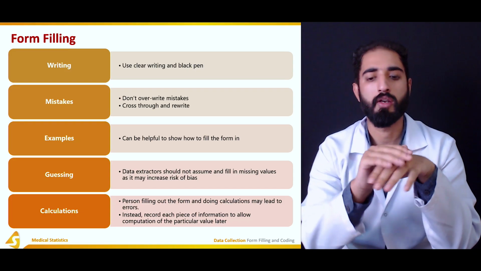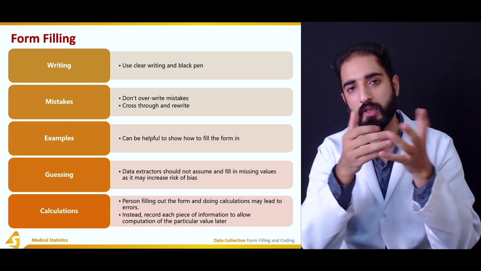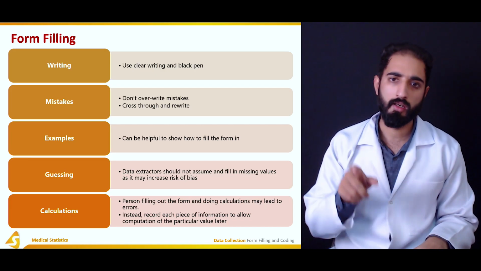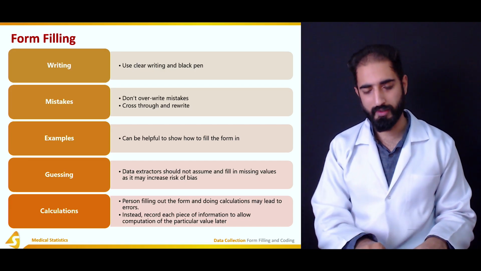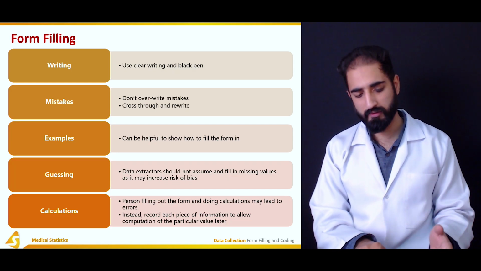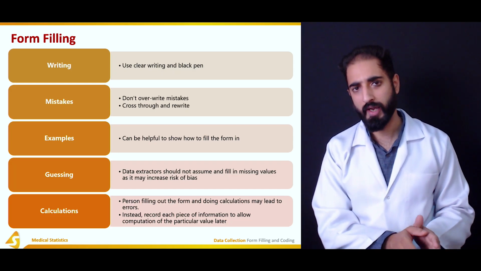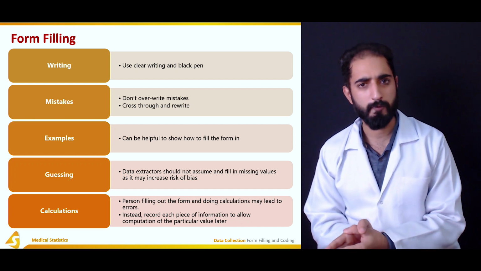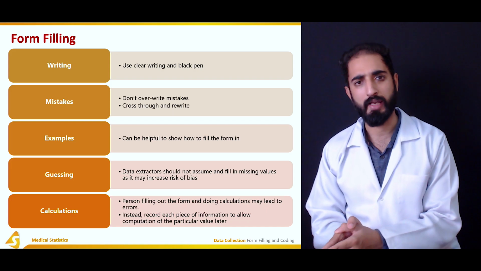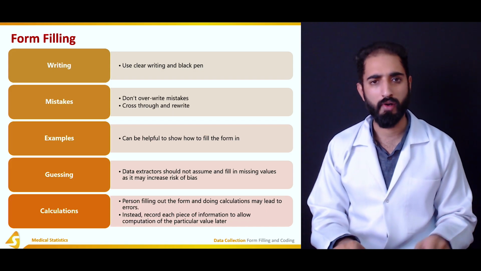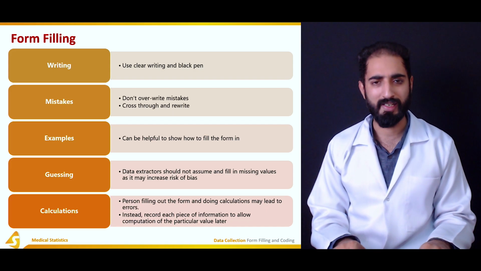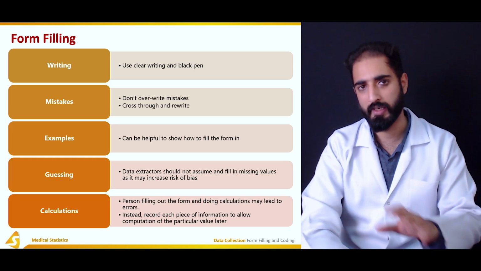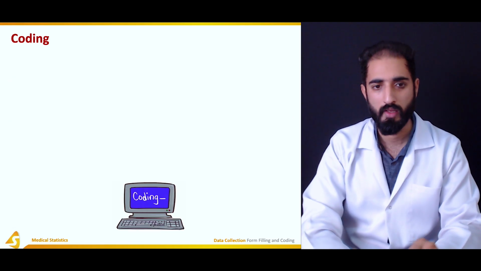Secondly, record each piece of information to allow computation of the derived value later. For example, instead of having the person who is filling the form calculate the BMI, just get the data for height and the data for weight and put that in SPSS or Microsoft Excel and make a formula for it, and the computer would calculate it in less than a second. So just do that. It would be easier and more valid, and there wouldn't be any errors in the calculations.